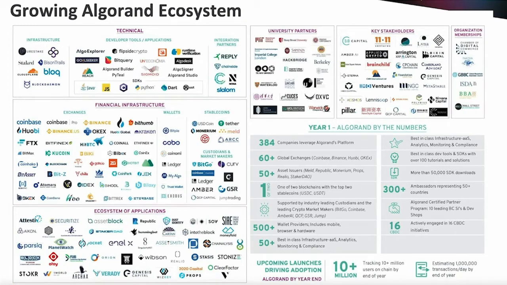Many technical companies represented here. We'll be talking about a few of these here today, and then we have GoalSeeker and AlgoDesk and AlgoSigner, as well as financial infrastructure across exchanges and wallets and stable coins. And there's a big ecosystem of applications that's building on a daily basis. Year one of Algorand by the numbers. We went mainnet a year ago, June, and we're on track for over 10 million users on the blockchain by the end of the year.